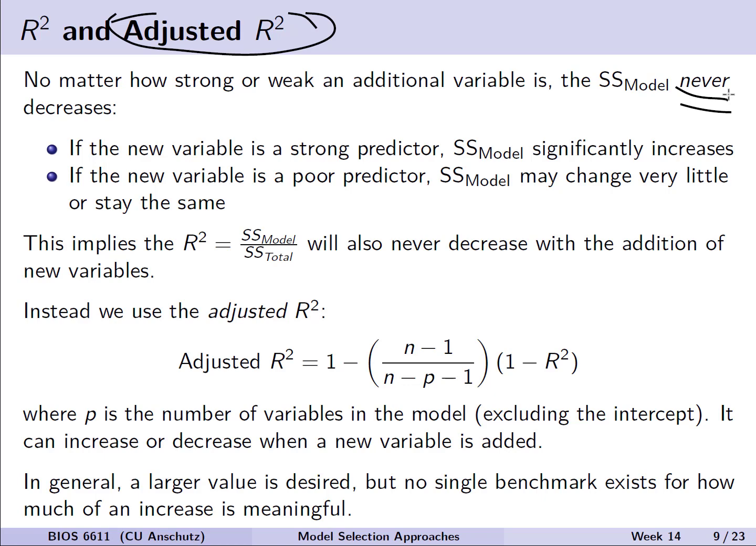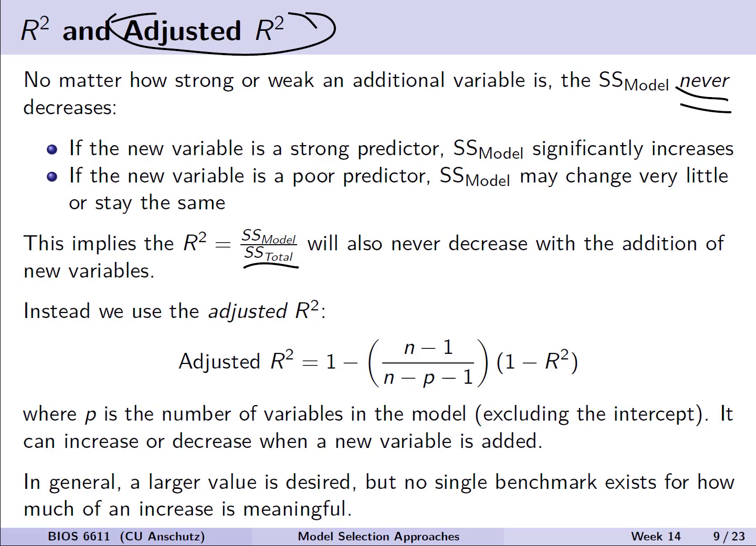This implies then, though, that our r squared that's not adjusted, that we calculate as the ratio of the sums of square of our model divided by the total sums of square, will also never decrease with the addition of new variables. This means that we might think that the larger the model, the better the fit.